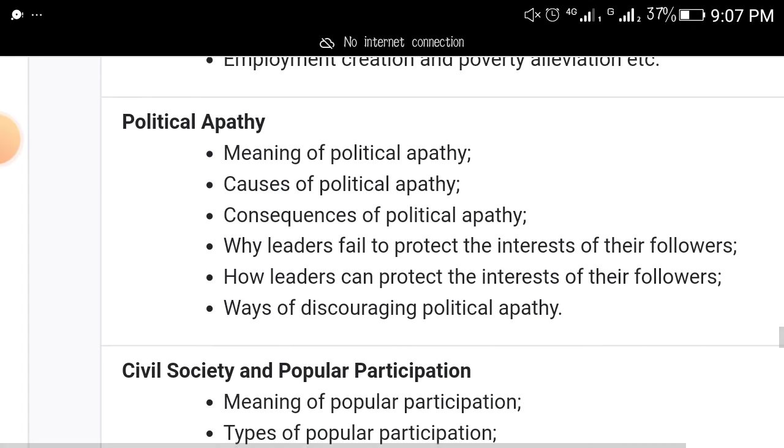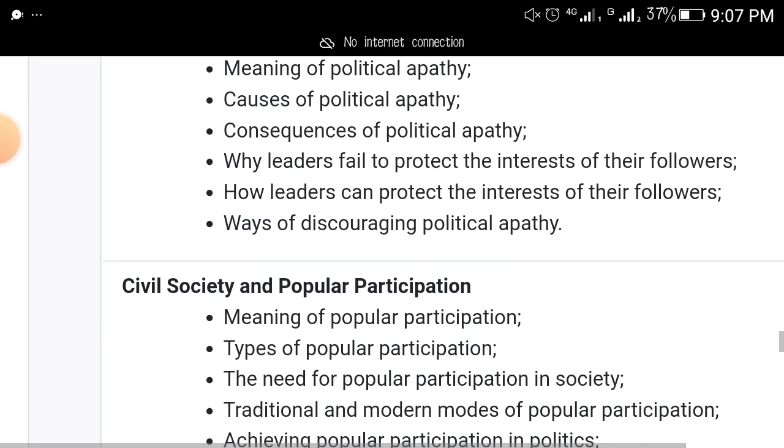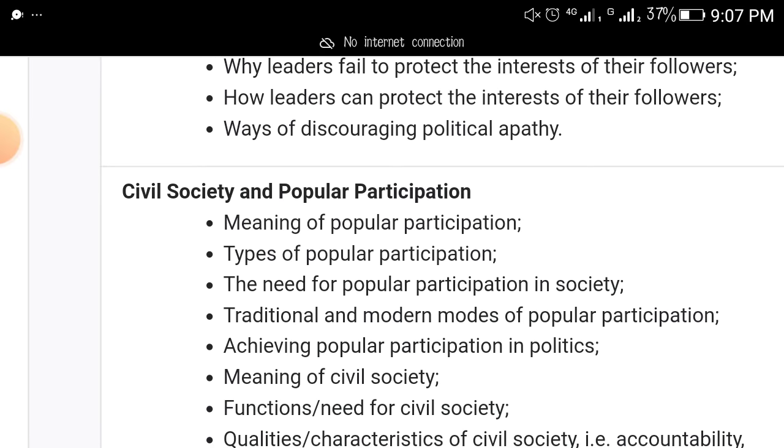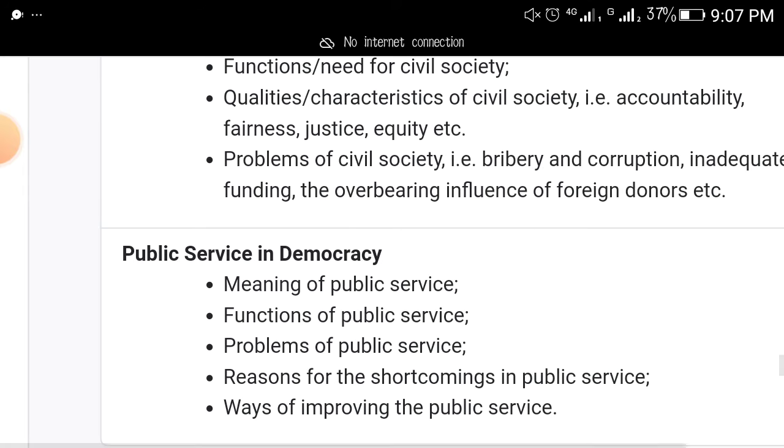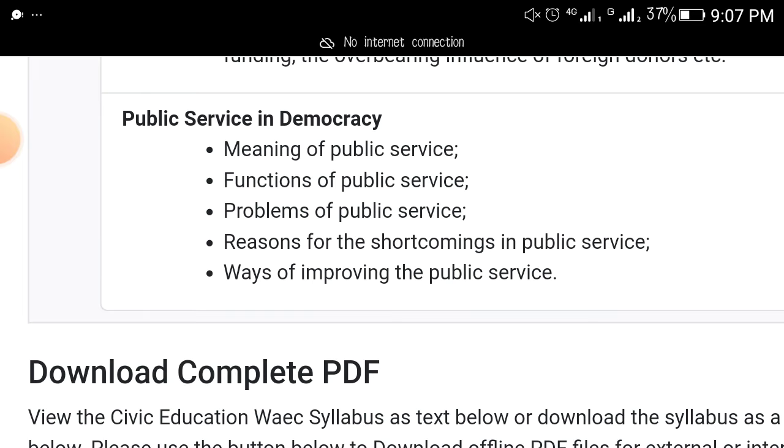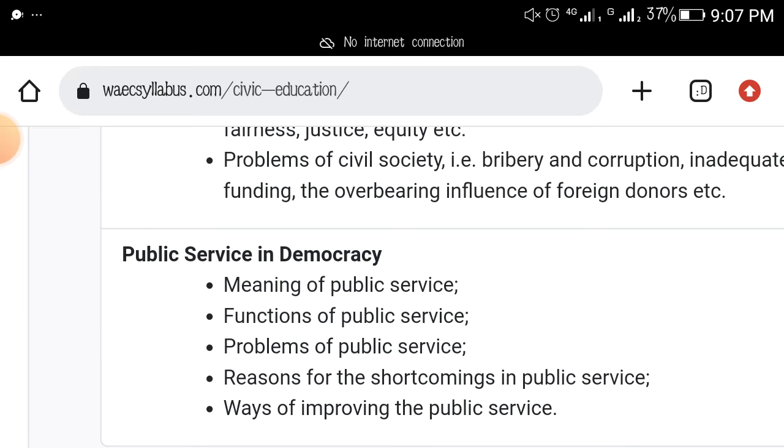Political apathy is another topic. After political apathy, study civil society and popular participation. Civil society, meaning of popular participation. Just go to your civic education textbook and study up these things because they will come out. Another area, the last but not the least topic, is public service in democracy. So study up these things.